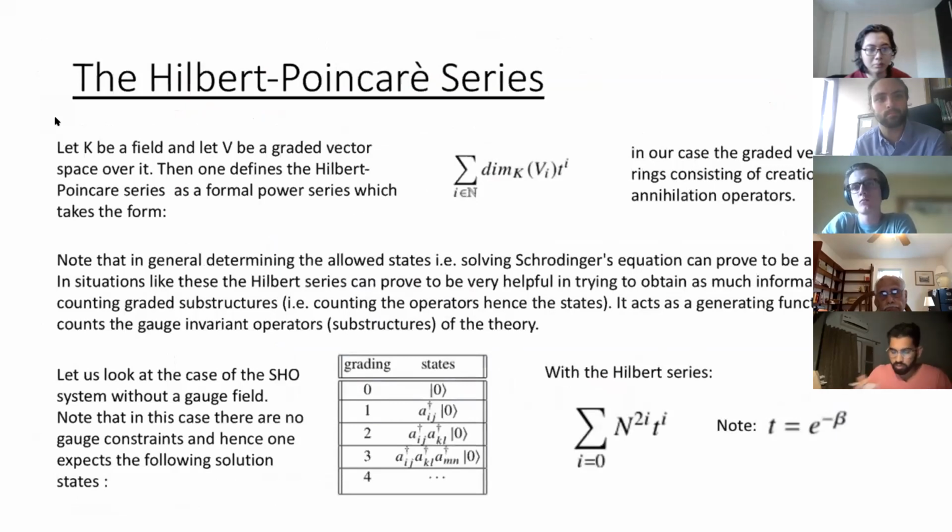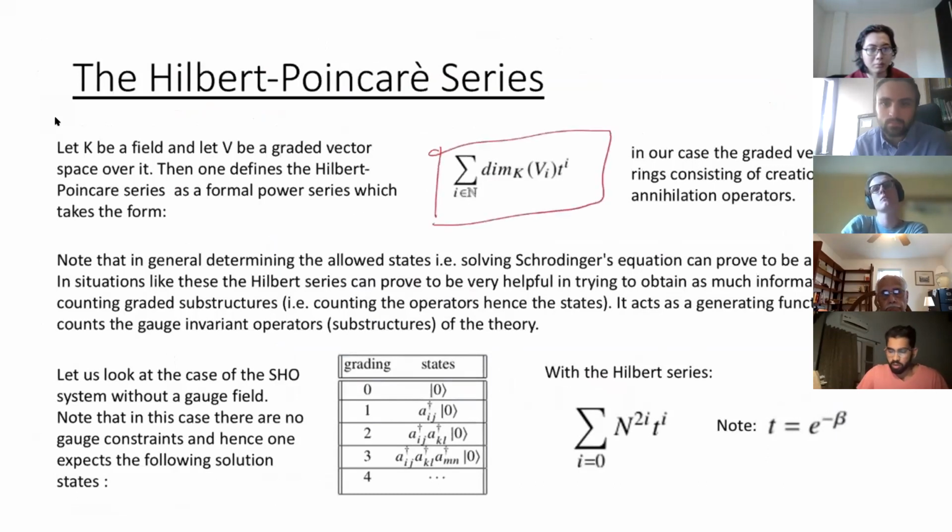Now, note that mathematically, if we have a field K and let V be a graded vector space on top of that, then one can express the Hilbert series as a formal power series that takes this particular form. Now, note that in our case, the graded vector spaces are basically rings that consist of creation or annihilation operators. And so for each particular grading, the Hilbert-Poincaré series counts the dimensions of the possible states for that particular grading.